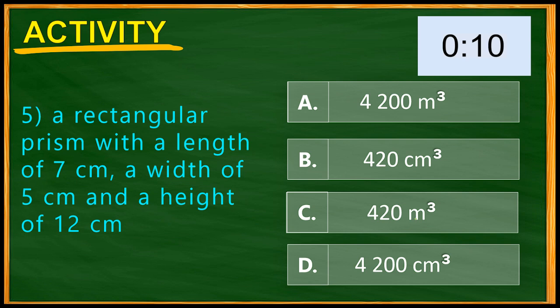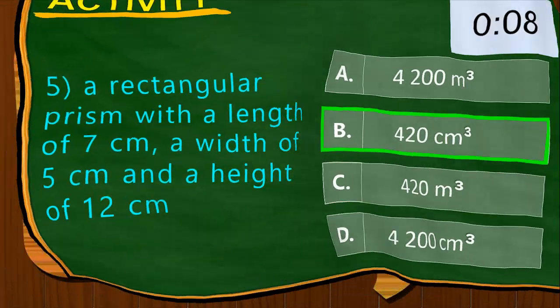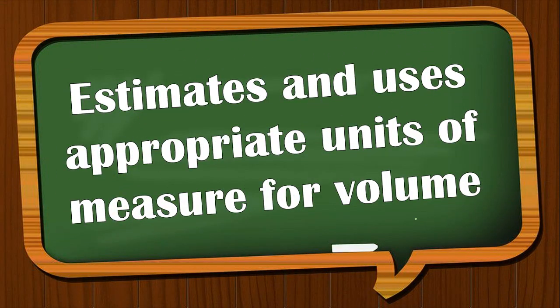So comment on your answer if you're done solving the problem. Okay, 3, 2, 1. Okay, time's up. The correct answer is letter B. This should be 420 cubic centimeter. Okay, so now let's estimate and use appropriate units of measure for volume.